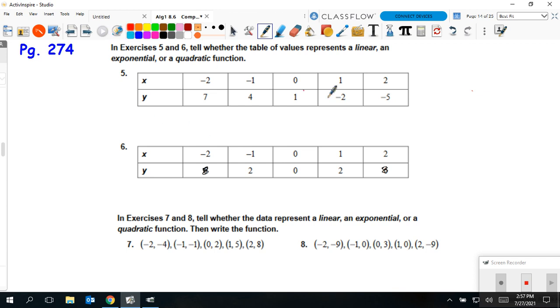All right, so hopefully you have an answer for 5 and 6. We'll check number 5 here. So our first difference between 7 and 4, that's going down by 3. Then from 4 to 1, we're going down by 3. 1 to -2, also going down by 3. Looking like we're having a common difference, and we are. So this is definitely a linear function there. And we have what we call the first differences are constant.